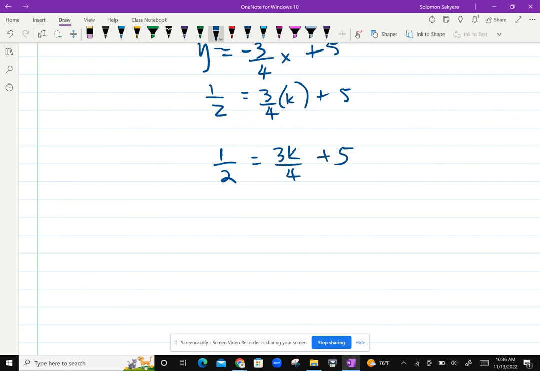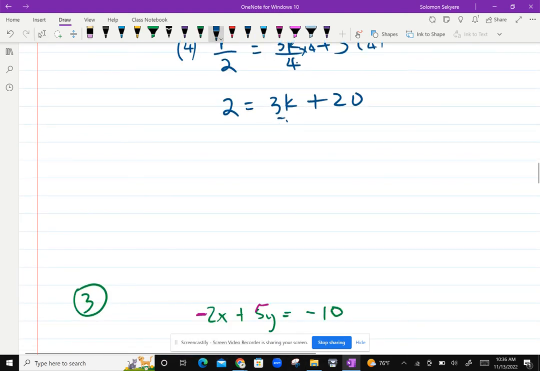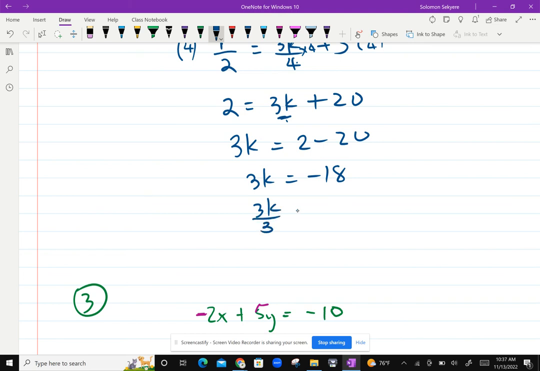And we need to solve for k. How do you solve this? Let's get rid of this 4 by multiplying every term by 4. So 4 times a half is 2, and this is equal to negative 3k plus 20. Then the next step, we want to solve for k. So negative 3k equals 2 minus 20. Negative 3k equals negative 18. And finally, to find k, we divide every term by negative 3.